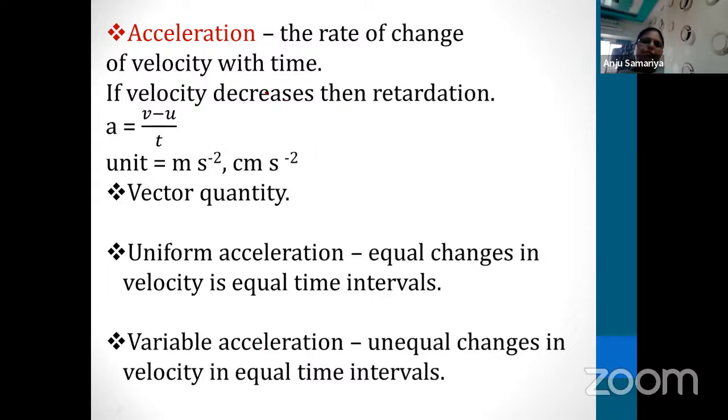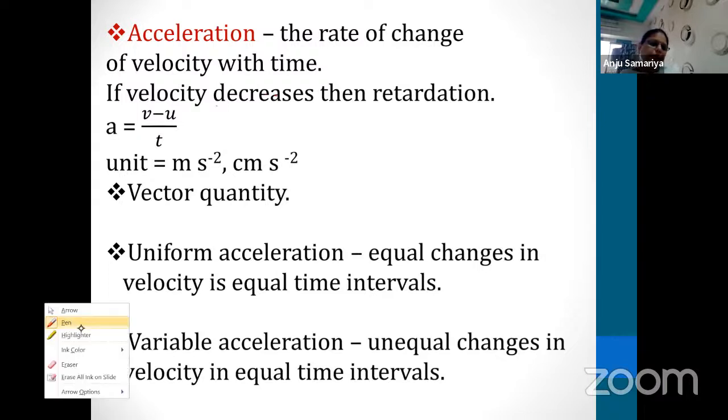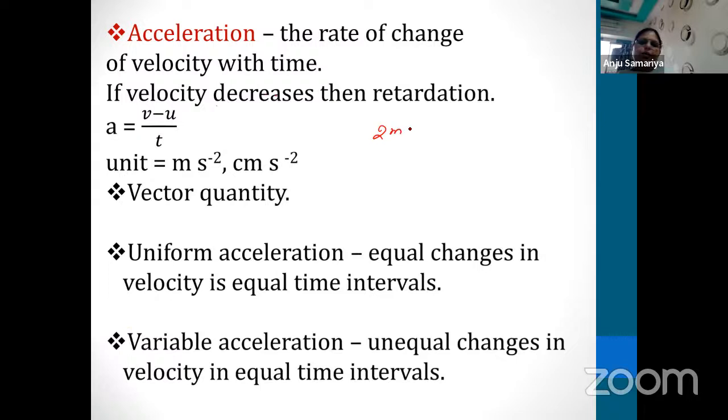So for example, if a body is moving with a velocity of 2 meter per second and it changes to 4 meter per second in 1 second, and then in another second changes to 6 meter per second, the change here is 2 meter per second square, and here also it is 2 meter per second square. So this is called uniform change, and when this is a uniform change, the acceleration is uniform.